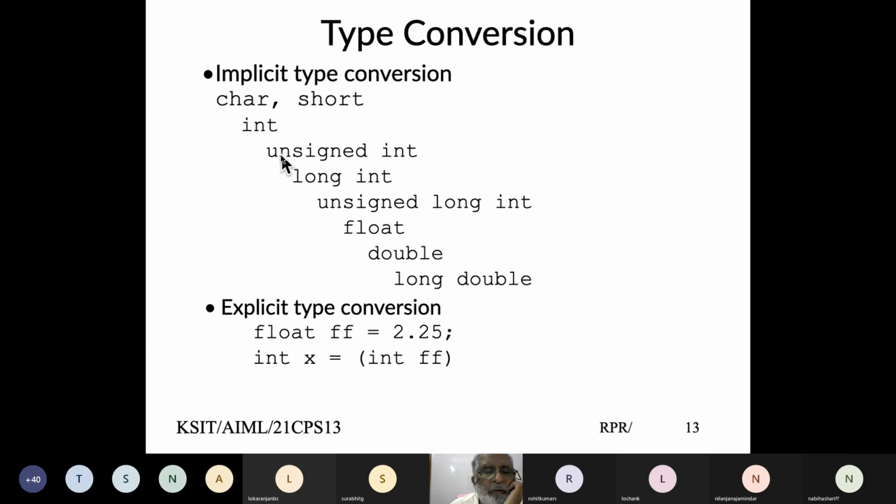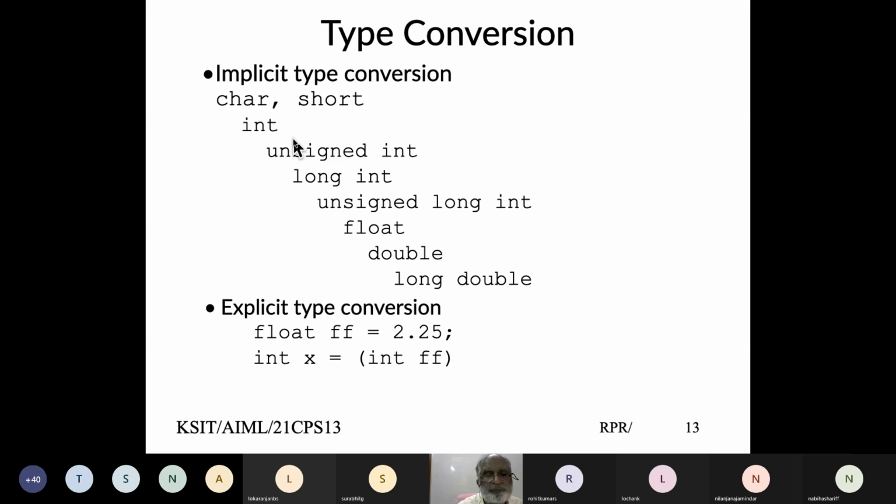Sometimes, if I'm doing, let's say, int x, and my variable happens to be a char c, it is automatically converted to int, and that's what will happen. The same is true for short, and so on and so forth.